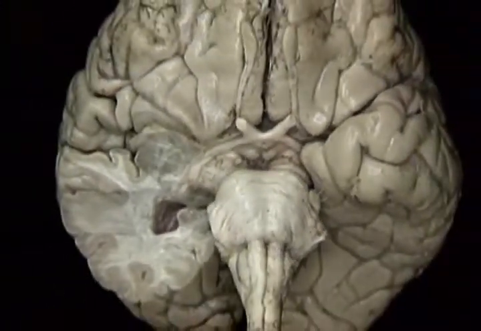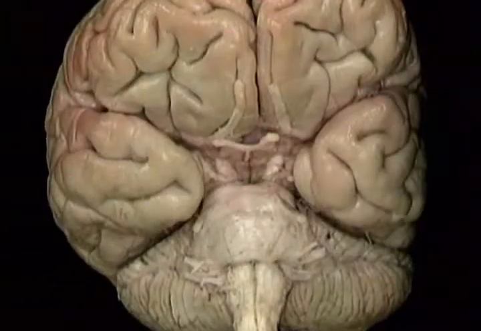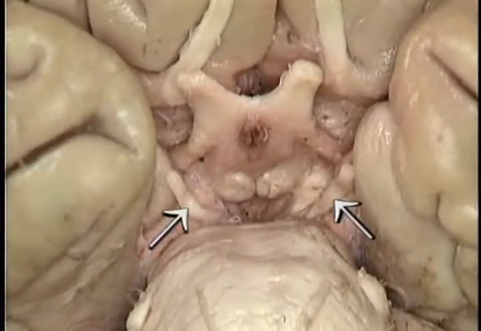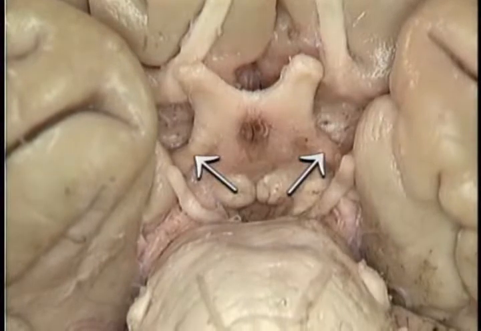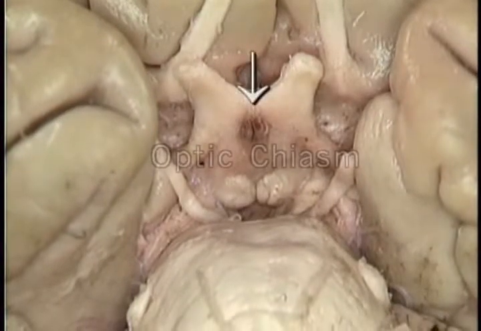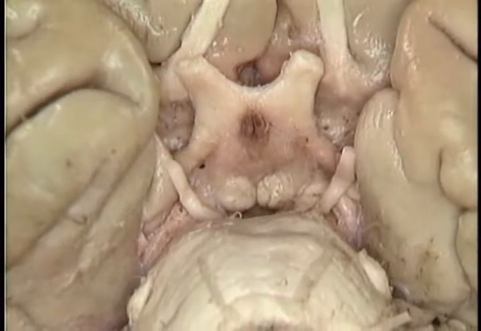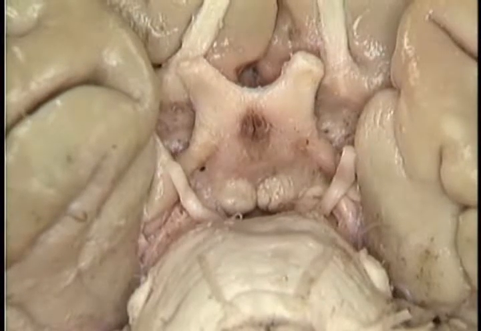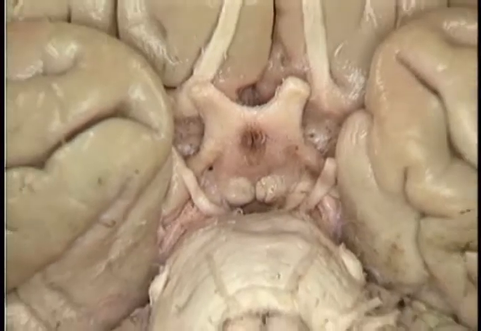We'll return to the intact brain. Here are the two oculomotor nerves. Here are the two optic tracts. They meet at the optic chiasm. From the optic chiasm, the two optic nerves emerge. They're the second cranial nerves.